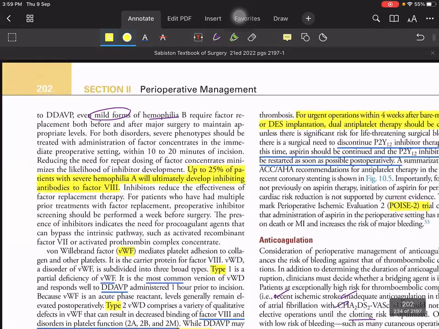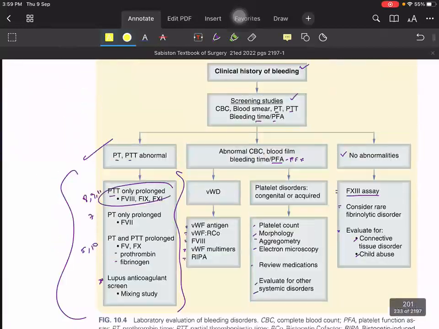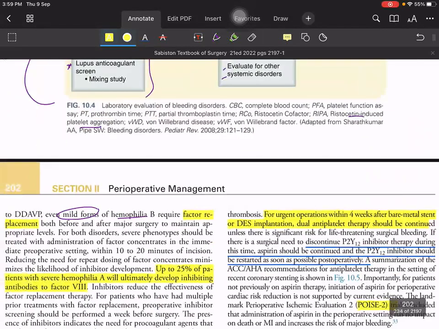Even mild forms of hemophilia B may require factor replacement, because factor 9 does not respond to DDAVP. So hemophilia B will require factor replacement, not DDAVP, both before and after major surgeries.